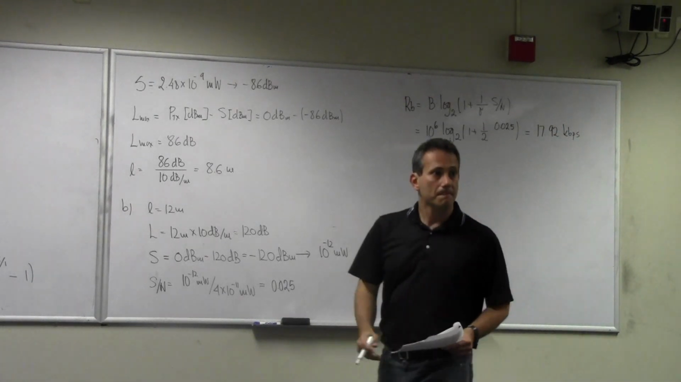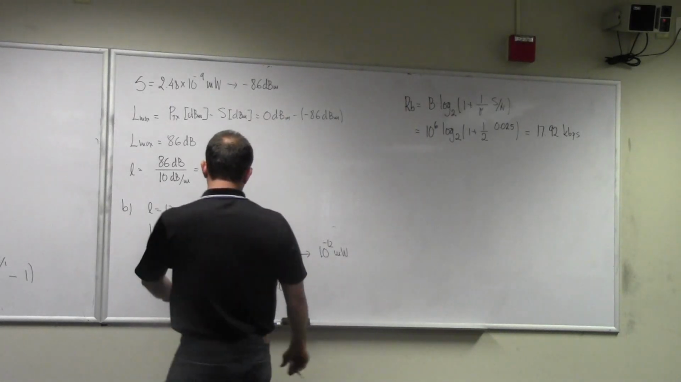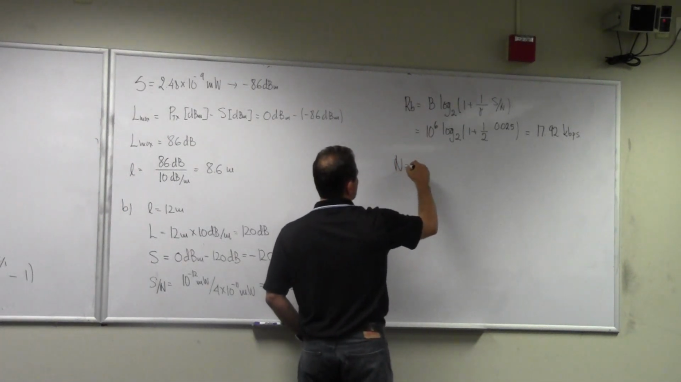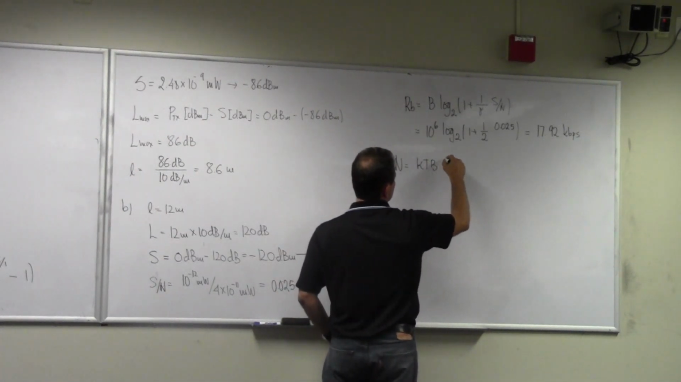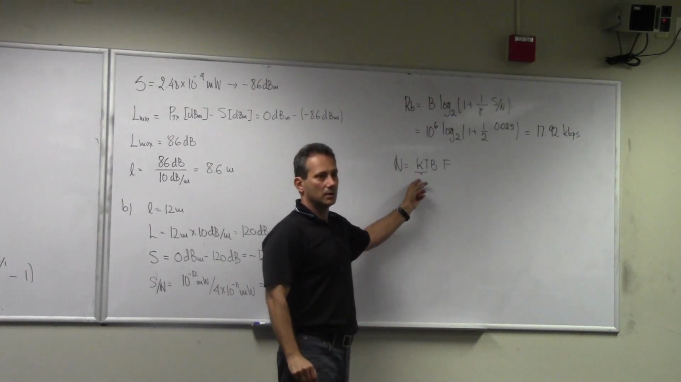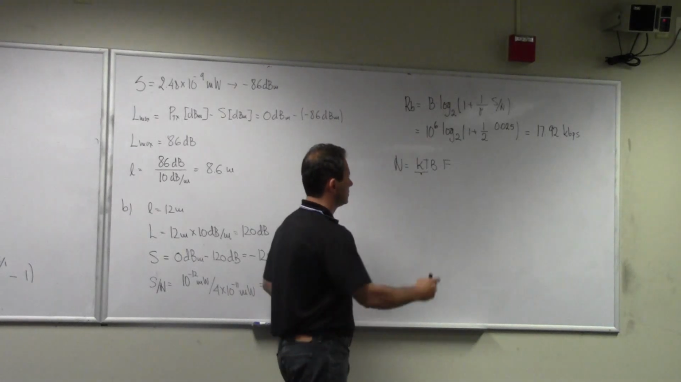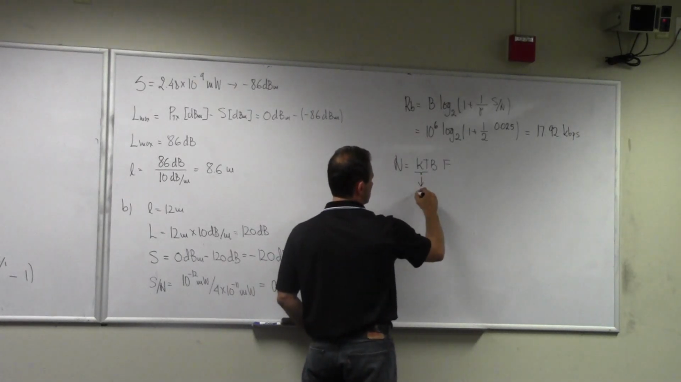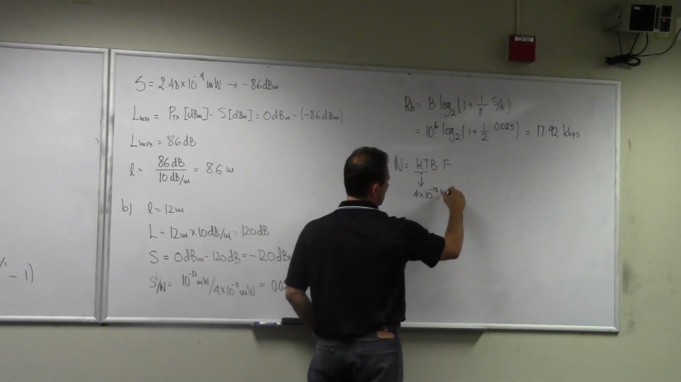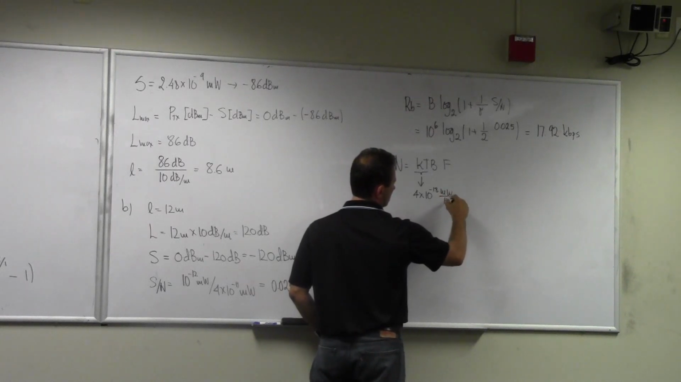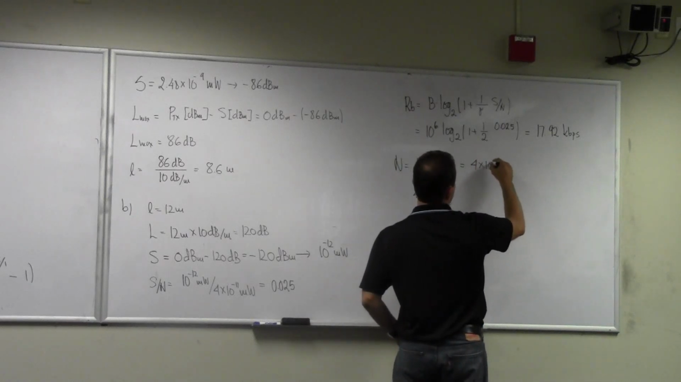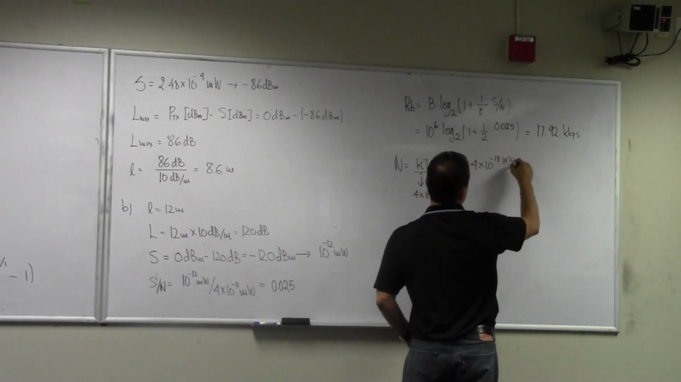How did I get this 4 times 10 to the minus 18? So the power of the noise is KT times B times F. You can remember both of them individually, but my advice is that for room temperature and for these kinds of calculations, we remember that KT is 4 times 10 to the minus 18 milliwatts per hertz. So in this case, this becomes 4 times 10 to the minus 18 milliwatts per hertz.